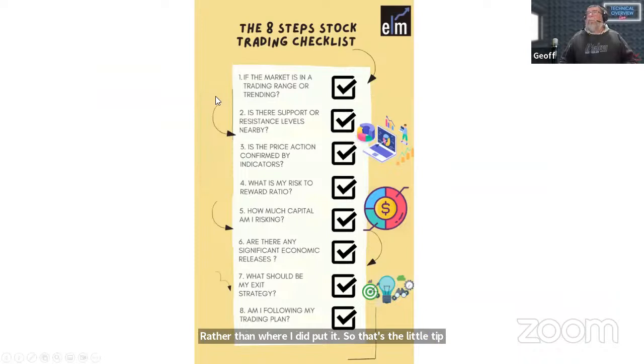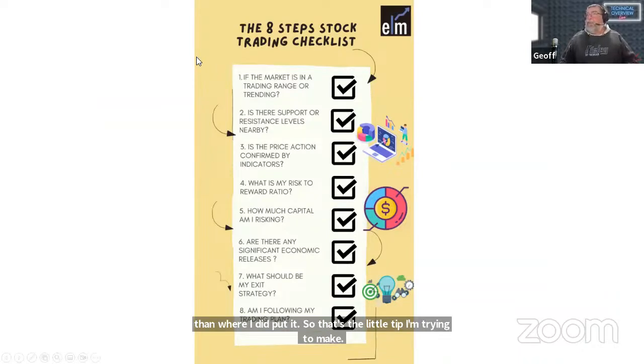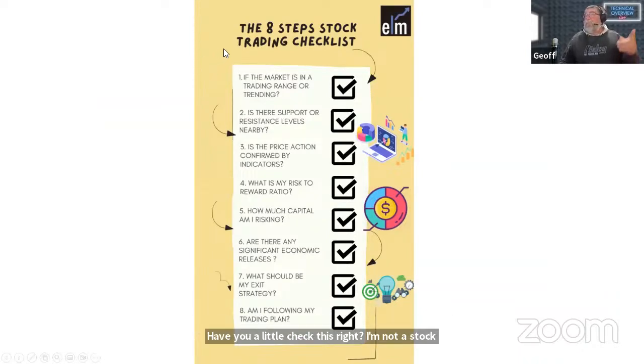Have your little checklist, right? I'm not a stock trader per se either, though I'm trying to learn them. But this is just an example of something that you may want to do. The list is probably different to what you're used to or what your system allows. This one's just an example, as I say. But have one. That's the whole point of the exercise.